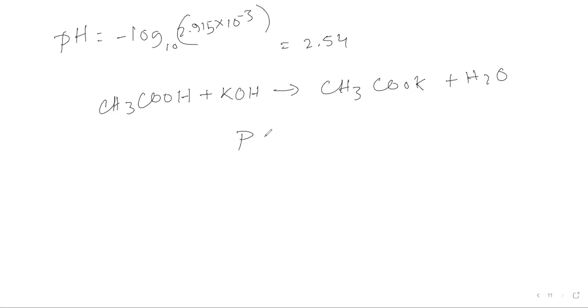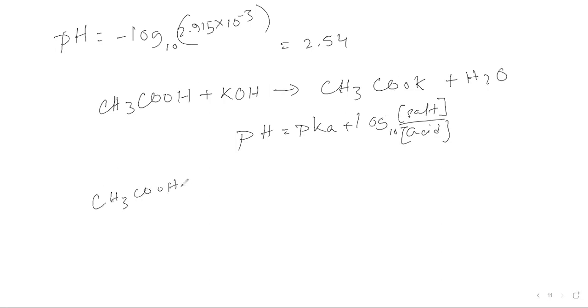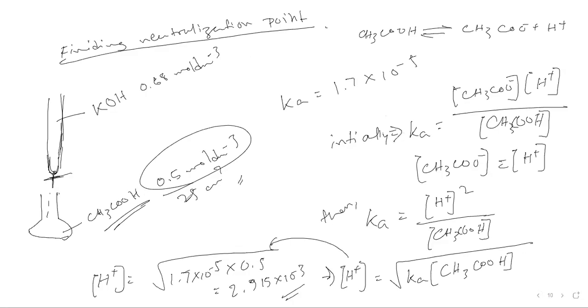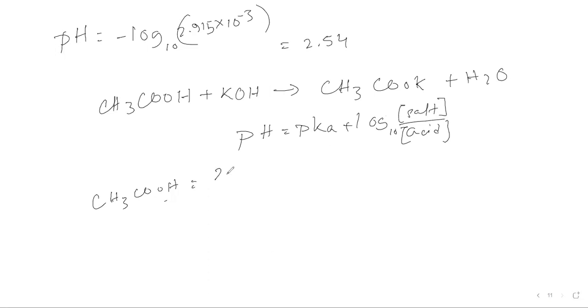We need to use this formula: pH equals pKa plus log base 10 of salt by acid, because now we have a salt here. So we need to use that over here. Now we can find the mole of CH3COOH. Using this information, the mole of CH3COOH is 25 into 0.5 divided by 1000, which gives us 0.0125.